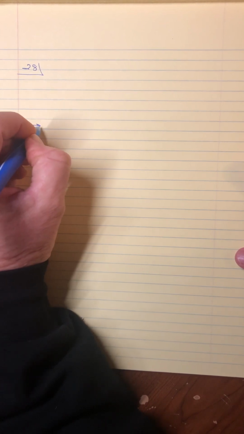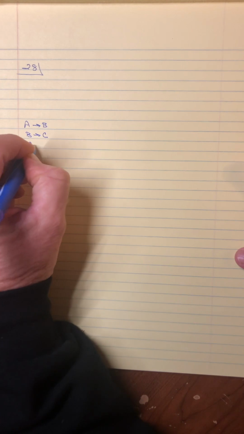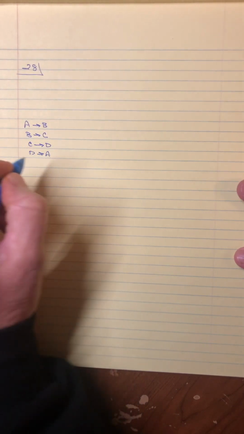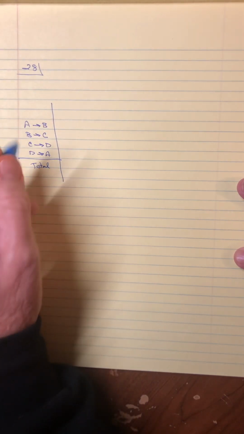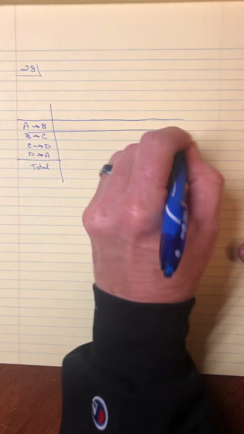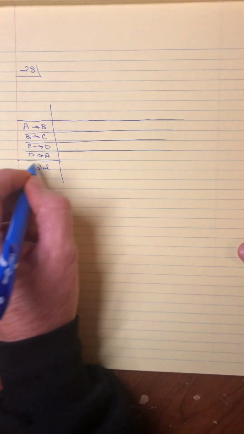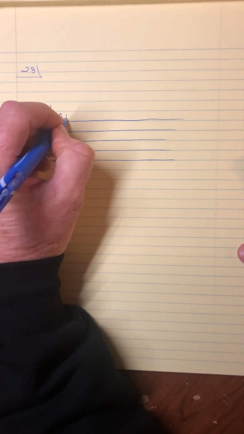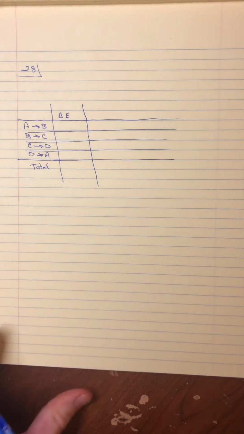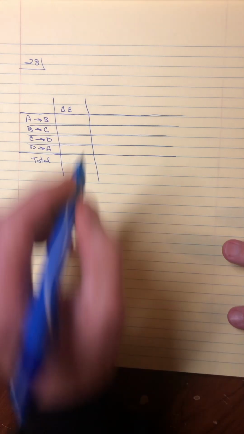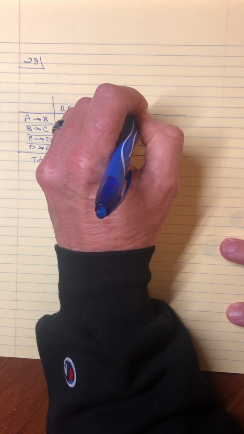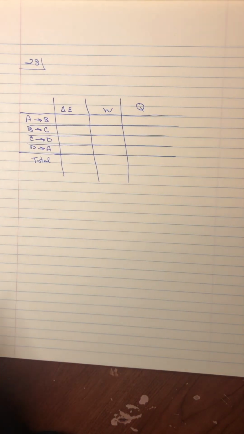All right, so the reason, again, I picked this as an example is this gives me a chance then to point out what I was saying before. I like to make these little charts: A to B, B to C, C to D, and D back to A, and then total. And I like to list the delta E first because that's the one that is path independent and usually a little bit easier to do. It doesn't really matter which one is next. I just have gotten kind of in the habit of putting a work and then a Q.